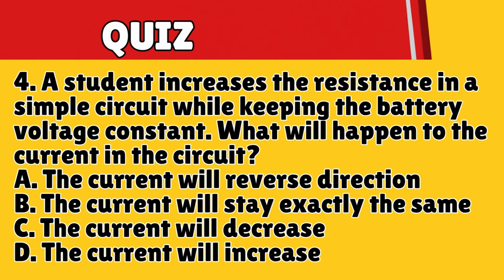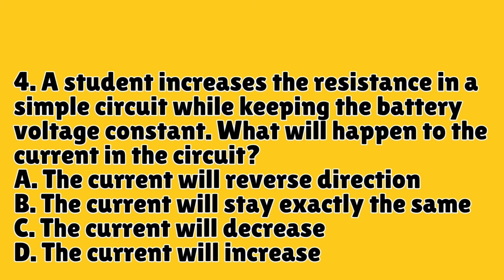Number 4. A student increases the resistance in a simple circuit while keeping the battery voltage constant. What will happen to the current in the circuit? A. The current will reverse direction. B. The current will stay exactly the same. C. The current will decrease. Or D. The current will increase.